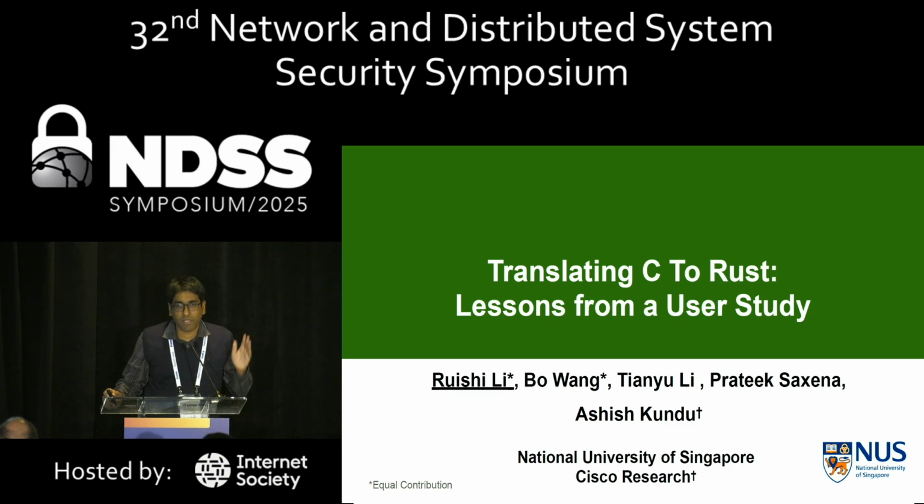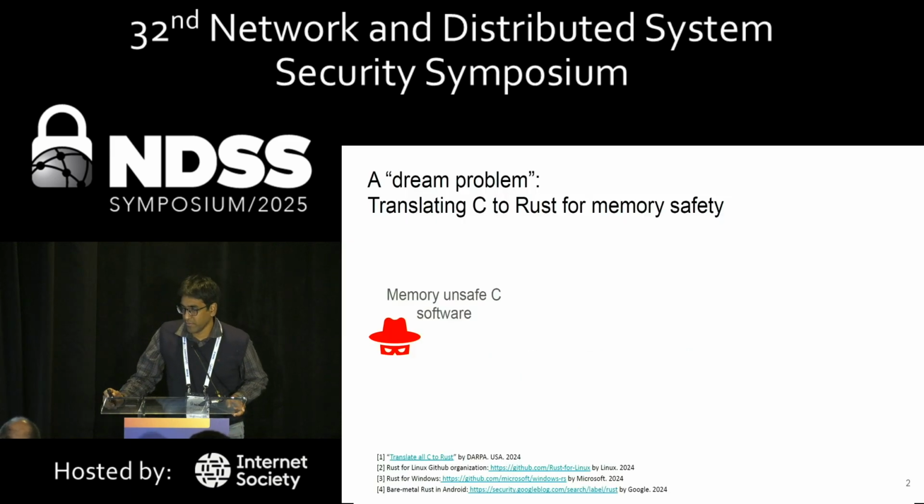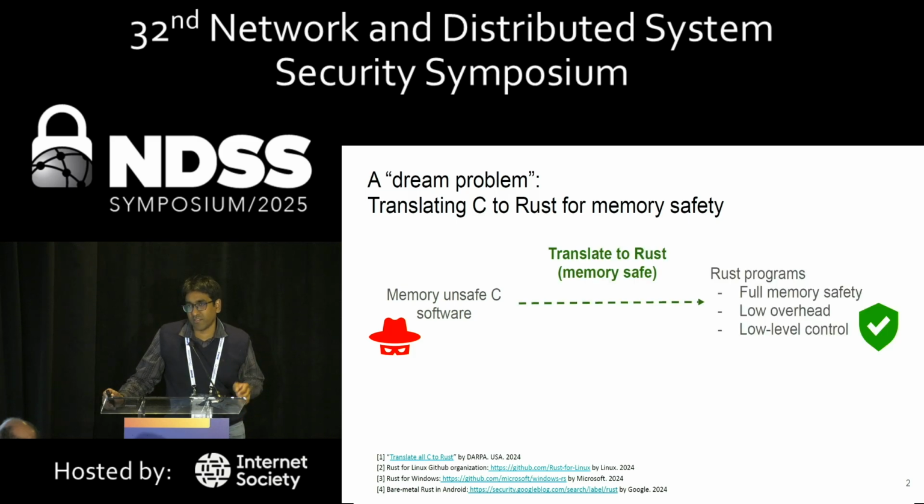Everybody knows that memory safety is a big problem, and it's been one of the most important problems in system security. Translating C code to Rust would be a dream solution, right? Why Rust? You could talk about any memory safe language, but why Rust? There are three important things that come to mind. One is that it provides full memory safety, both temporal and spatial. Second, it has low performance overhead. And third, it still provides low-level control over the allocation of objects, both the size and the lifetime.